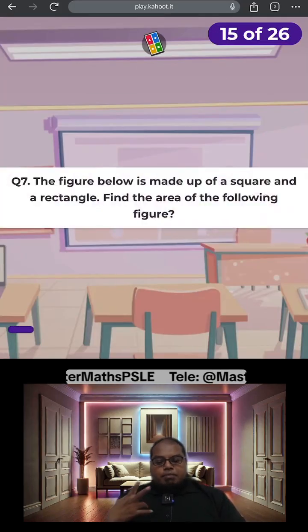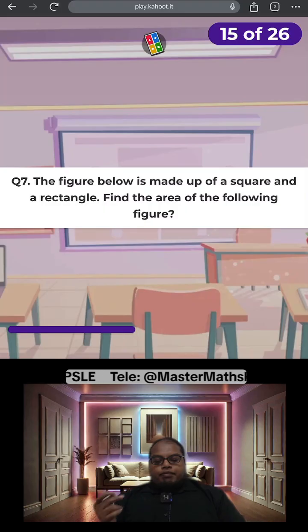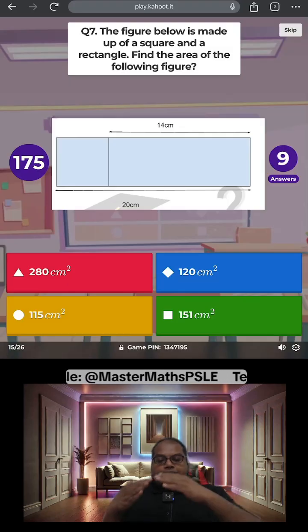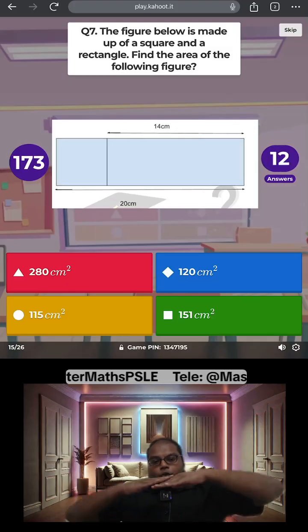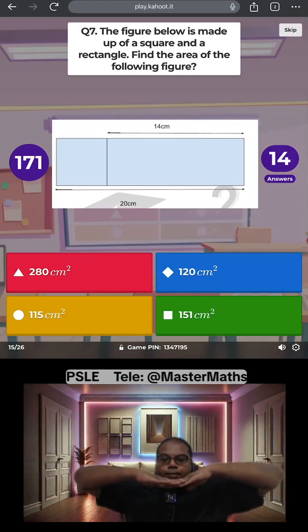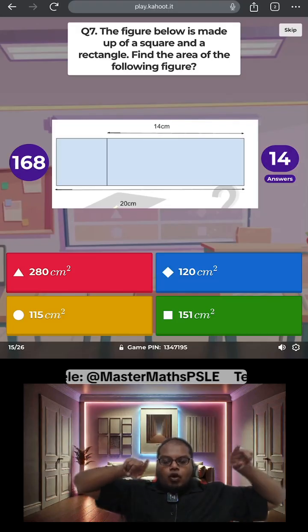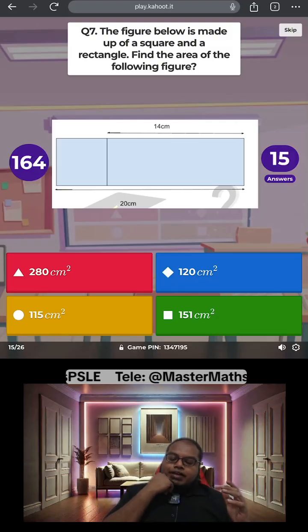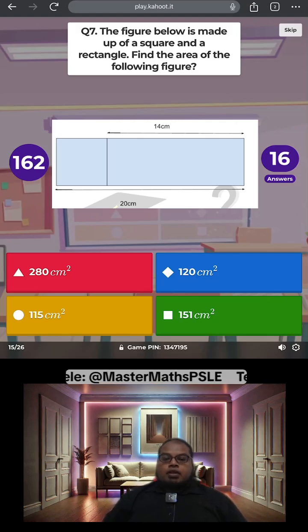Okay, question number 2. The figure, again, will be shown in a while, is made up of a square and a rectangle. Almost the same as what you saw just now, but this time round, it provides the total length, which is 20 cm, and also the length of the smaller rectangle. The length of the rectangle is 14 cm. So how do we find the area now? What do you all think?